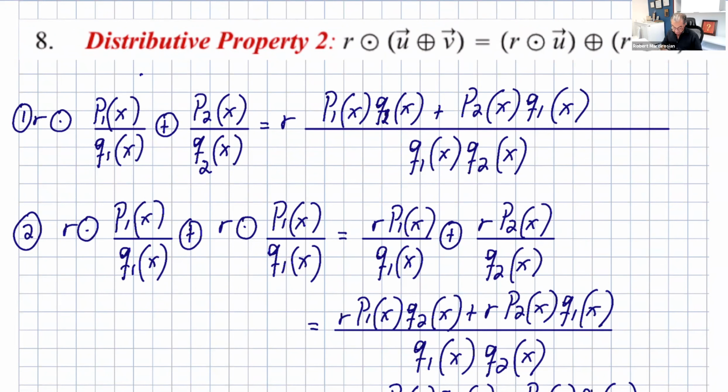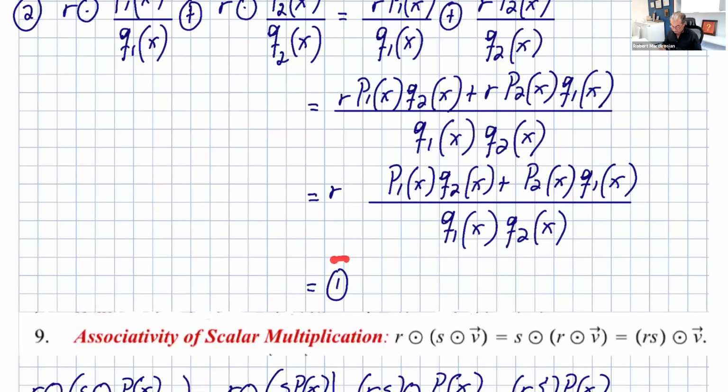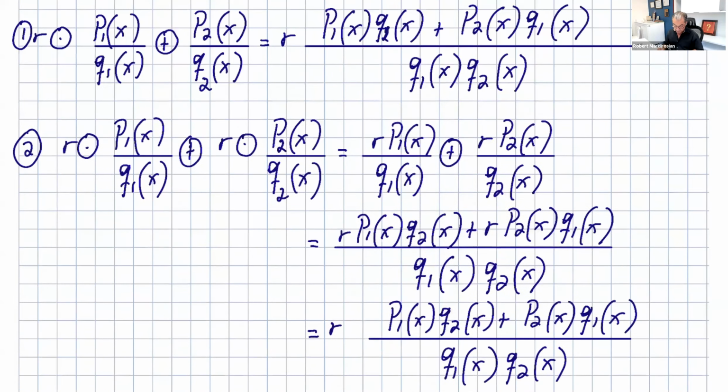R scalar P1 of x over Q1 of x plus R scalar P2 of x over Q2 of x. Let me fix that. So we get R P1 of x over Q1 of x plus R P2 of x over Q2 of x. And again, these are simple. It's going to be that times that plus that times that, and we have the R. Then we can factor out R, and that becomes the same thing as number 1, which is right here.